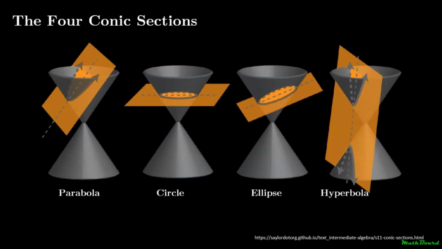Recall that there are four conic sections. We have the parabola, circle, ellipse, and hyperbola. A parabola is formed when the plane cuts one of the cone. For the circle, it is formed when the plane cuts the cone perpendicular to the axis. But when it is not perpendicular to the axis, an ellipse is formed. And when the plane cuts the two cones, a hyperbola is formed.